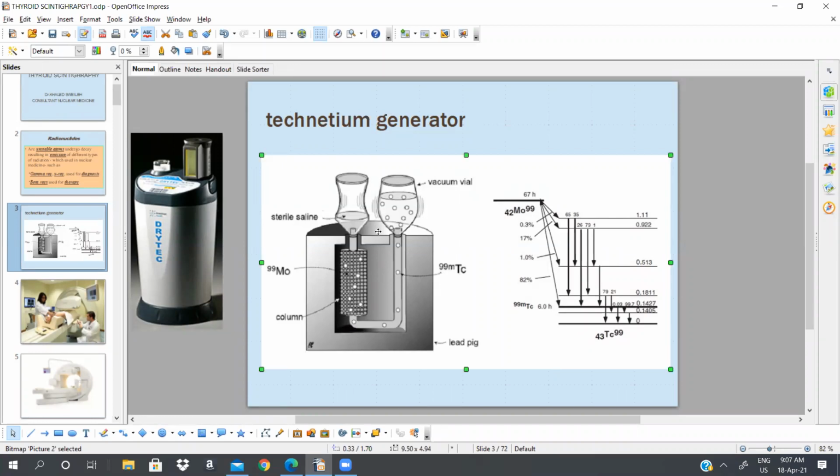Okay. Here we put a vial with normal saline, and here a vacuum. The normal saline will go through this column. It will wash out, or we call it milking, the technetium material, and this material will go here into the vacuum vial. Then we can use this for our nuclear medicine studies. So I think it's clear.